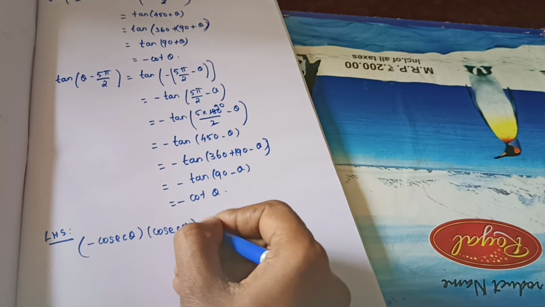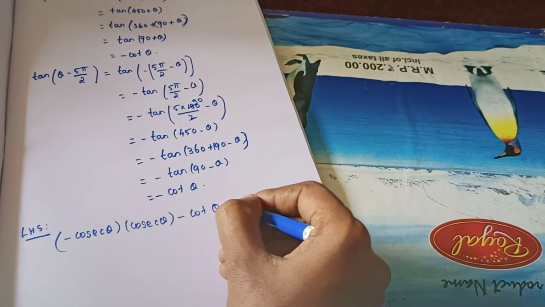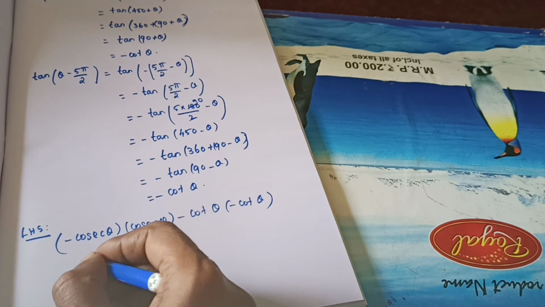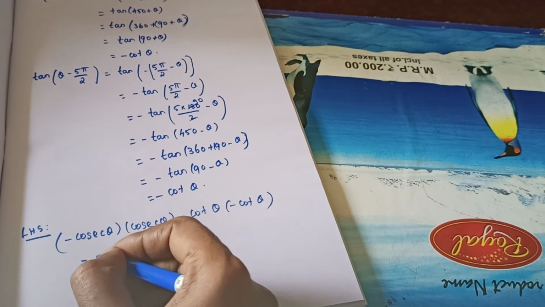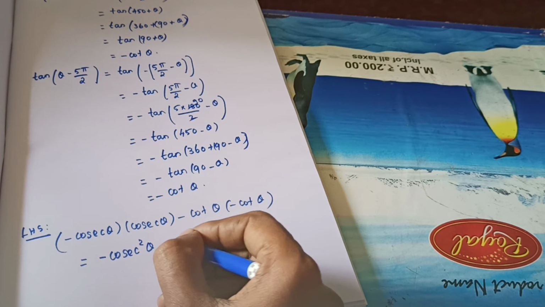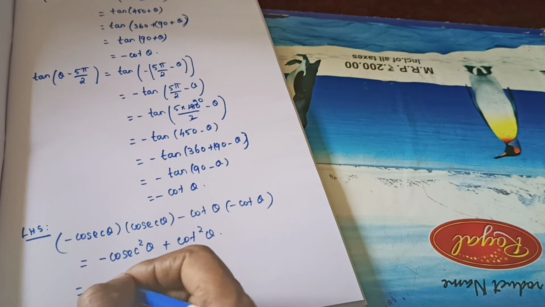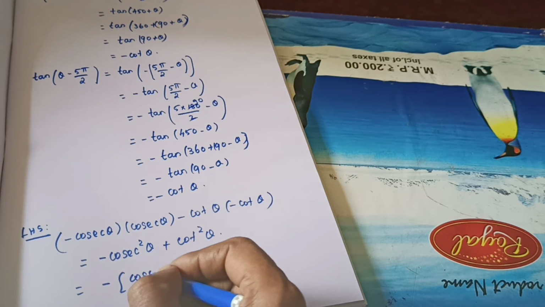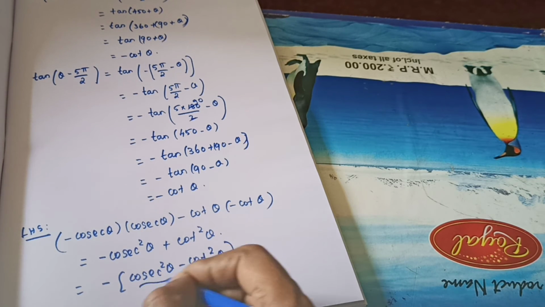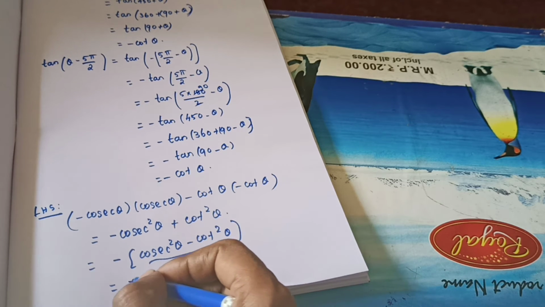Cosecant theta, then minus cot theta, minus cot theta. You can add all this. That is equal to cosecant square theta. Is it right? Minus cosecant square theta plus, minus into minus plus, cot square theta. Is equal to minus, you can take outside. So cosecant square theta minus cot square theta. What's the value for cosecant square theta minus cot square theta? 1. So you will get minus 1.